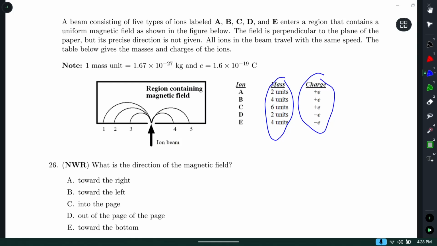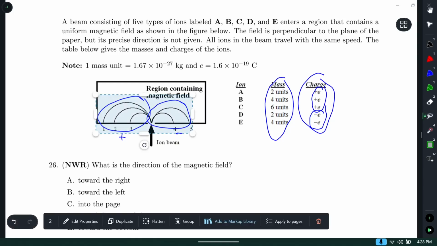My first thought for that is, depending on whether I've got positive or negative charge, it'll go a different way in the same magnetic field. I see that I've got 3 positive charges and 2 negative charges. I also notice that 3 ions go to the left and 3 go to the right. So that must mean that positive charge is going to the left in this magnetic field, and negative charge is going to the right.